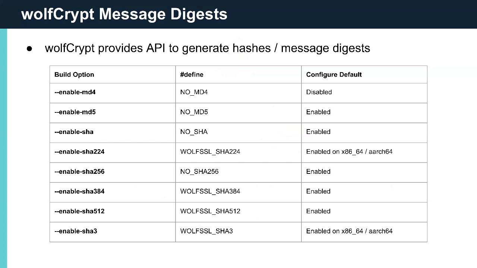Some of these are negative defines. For example, SHA is enabled by default unless you disable it, so the define is actually NO_SHA, which you would only use if you wanted to disable SHA from the library. Conversely, some of the other ones like SHA-512 are disabled by default until you enable them with WOLFSSL_SHA512 or --enable-sha512. We have SHA-224 and SHA-3 enabled on x86 and AArch64 by default. They'll be disabled on other platforms unless you switch them on manually.